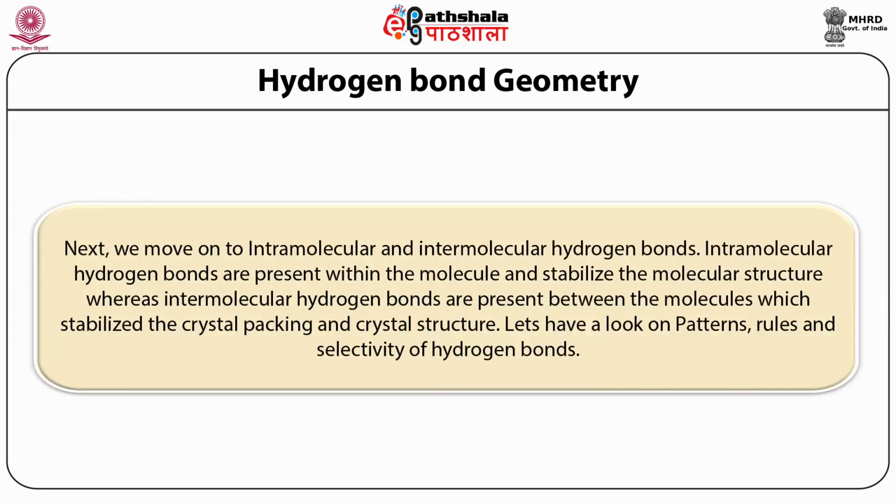Intramolecular hydrogen bonds are present within the molecule and they stabilize the molecular structure, whereas intermolecular hydrogen bonds are present between different molecules, which stabilize the crystal packing as well as the crystal structure. Let's have a look at patterns, rules and selectivity of hydrogen bonds.